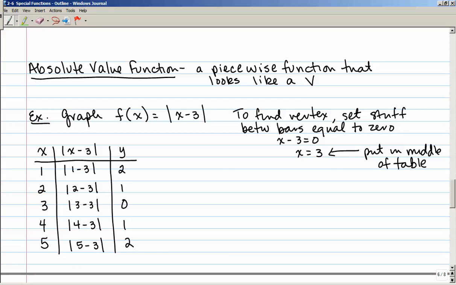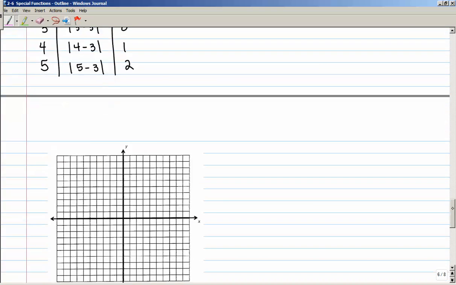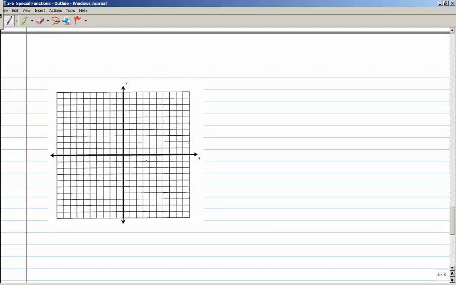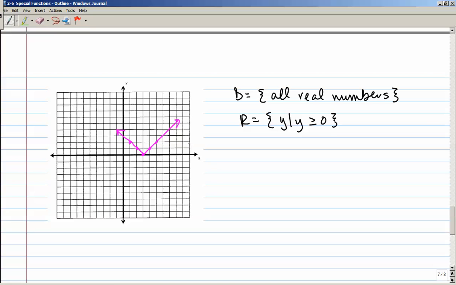Okay, let's go ahead and graph this on our chart here. So I had the value 1, 2, the value 2, 1, 3, 0, and there's my V. Okay, and let's go ahead and identify our domain and range. So what can x be? X can be all real numbers. So I can choose any value I want for x and plug it in, and that will work. Okay. Now what can my range be? What can y be? Notice that this graph hits the x-axis, but it never goes below it.